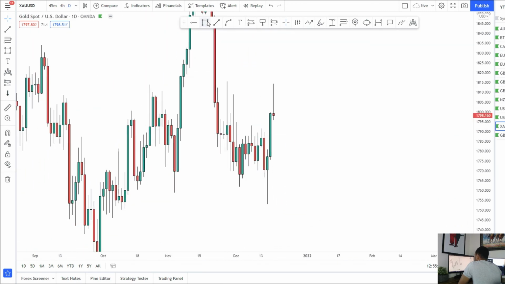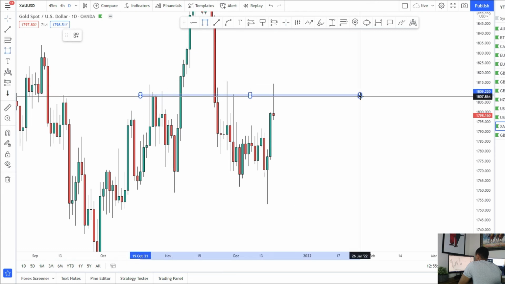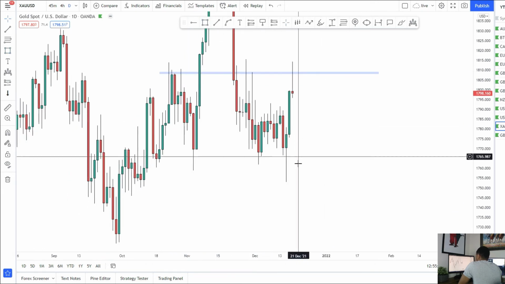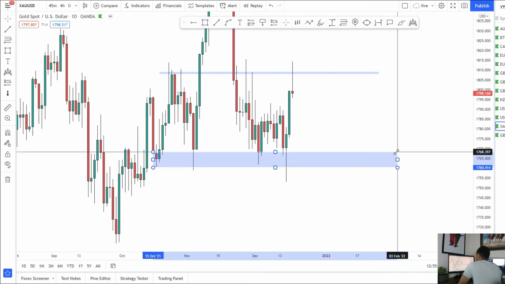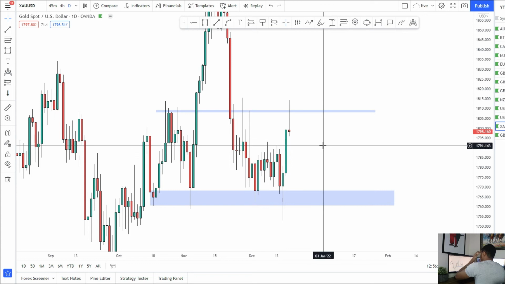Our target for the week was 1810, which was up here, and as you can see, we smashed through that, wicked above it, and then pulled all the way back down. I do think for gold, we're coming right back into this support here with all these wicks here. So I'm mainly focused on sells for gold.